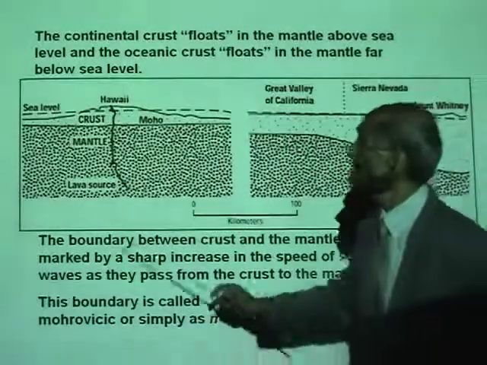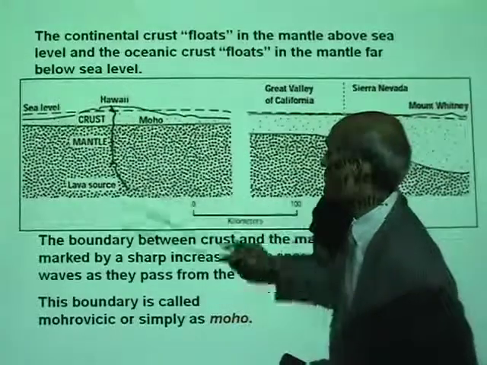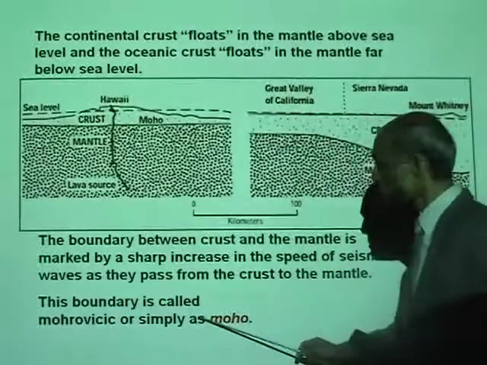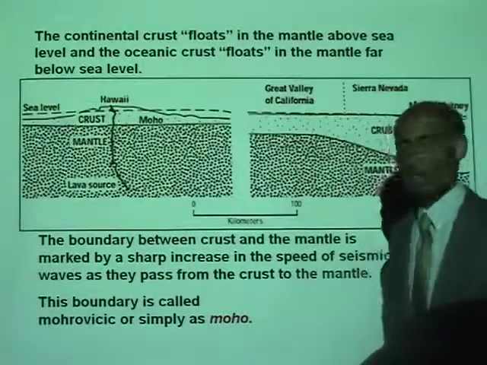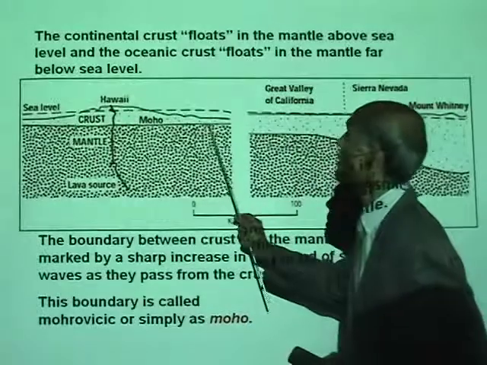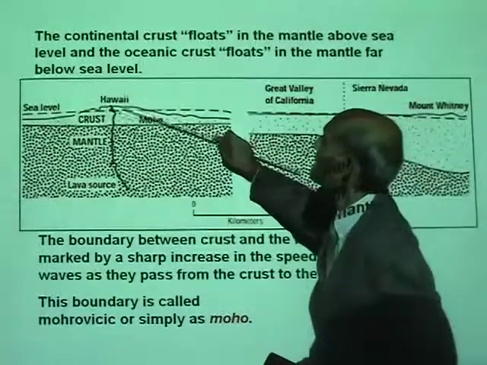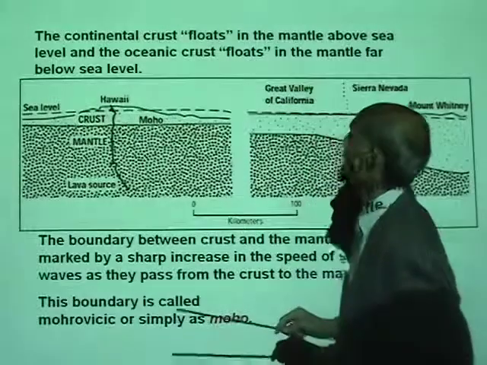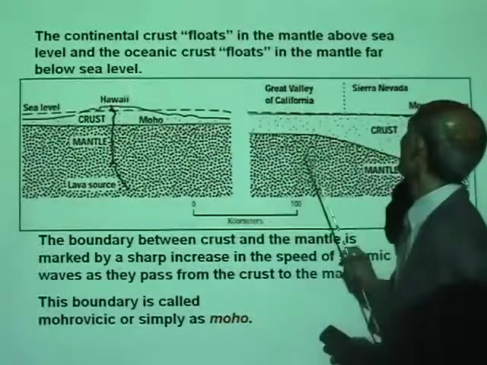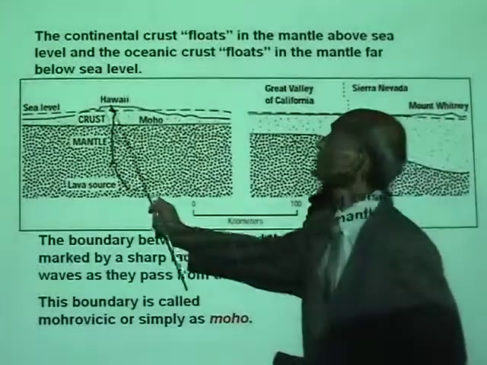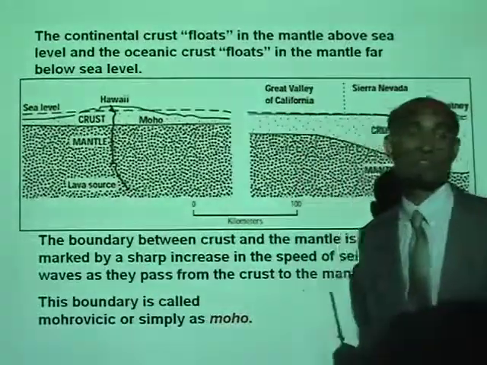The boundary between the mantle and the crust is actually called the Mohorovičić discontinuity, or simply the moho. We will call it the moho. So look at the moho here. This is the moho, the boundary between the crust and the mantle. And you can see the oceanic crust and the continental crust, the difference, in this diagram.